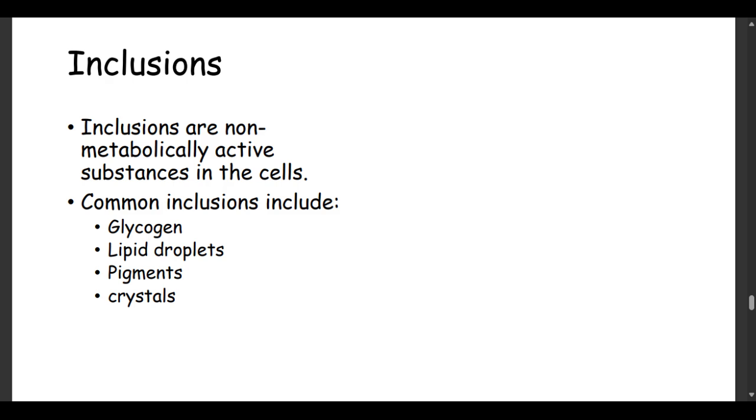The examples are glycogen, for example. We have much of it in the liver cells, the muscle cells, the lipid droplets that are stored in the fat cells. We have pigments that might be found especially in the spaces of the liver cells as well. We have crystals. These ones might also be found in the kidney, for example. Yes, so that is the inclusions.